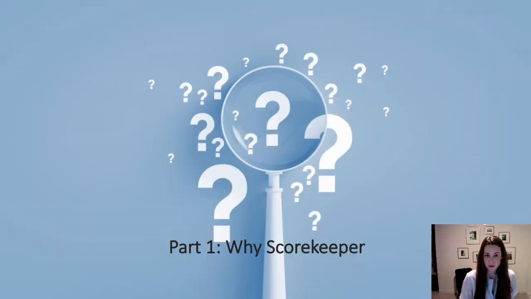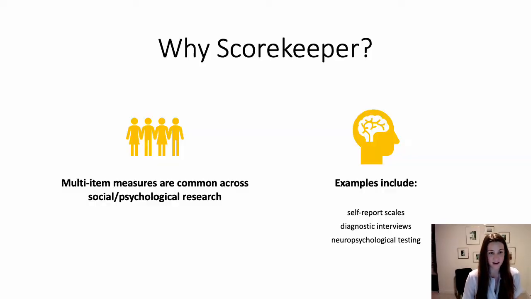We're going to put those in 4 separate videos for you. Starting off, why do we need Scorekeeper? Why should you use this package? Well, Scorekeeper is an R package that is focused on multi-item measures that are common across social, psychological, behavioral research. Examples of these types of measures that you might commonly use are self-report scales, diagnostic interviews, neuropsychological testing, anything that has many items that go into a scale, or even just a few items that go into a scale that you then need to manipulate in some way before you analyze that data, for cleaning purposes, to score it, to do something with it.